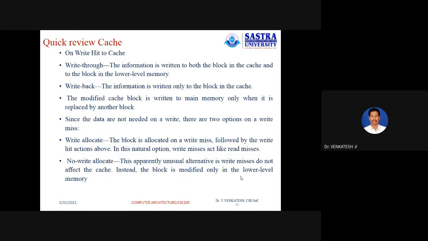Now we are going to quickly review the cache. I can skip it, but I still want to say a few points which are not covered. Whenever a write hit occurs, we have two policies, write through and write back. In write through, we write to both the block in the cache as well as the block in the lower level memory, as you all know. Whereas in write back, the information is written only to the block in the cache, not to main memory. The modified cache block is written to main memory when it is replaced by another block.